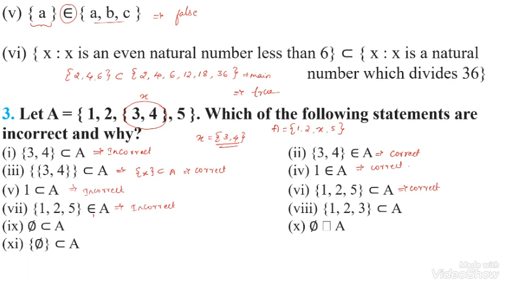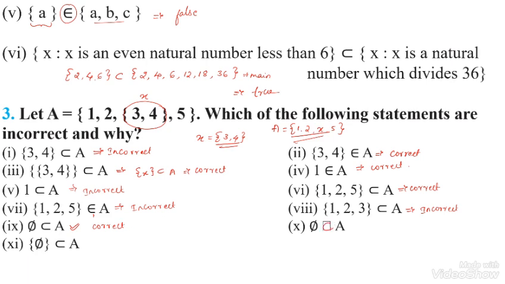Here {1, 2, 3} is a subset of A. No, because here the element 3 is not there in that set. That's why it is an incorrect statement. Okay, the element 3 is not present in this set. Null set phi is a subset of A. Yes. This one means the empty set. Phi represents the empty set. The empty set is a subset of A. Yes, it is a correct statement.